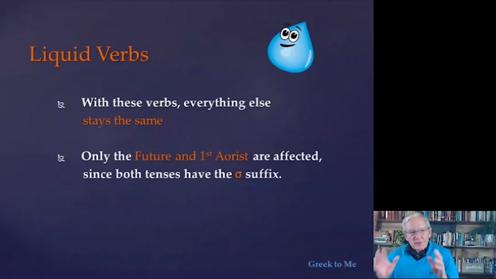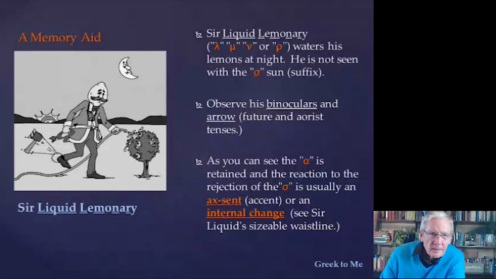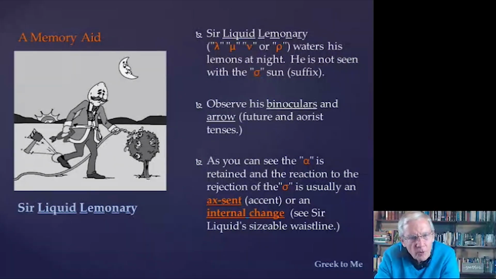With these verbs, everything else stays the same. That's the good news. Only the future and first aorist are affected since both tenses have the sigma suffix. So a memory aid for the whole: Liquid luminaries, so that helps us with lambda, mu, nu, and rho. He waters his lemons at night, not when the sigma sun is shining above.